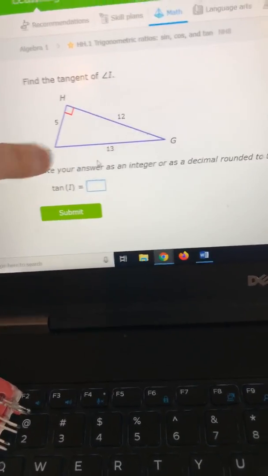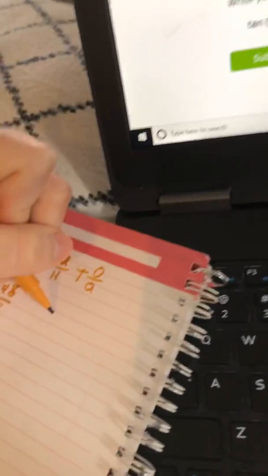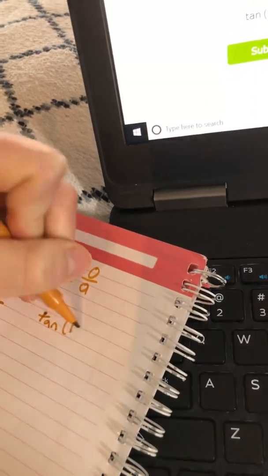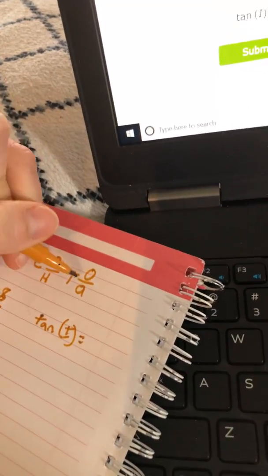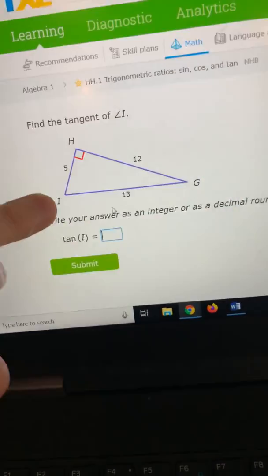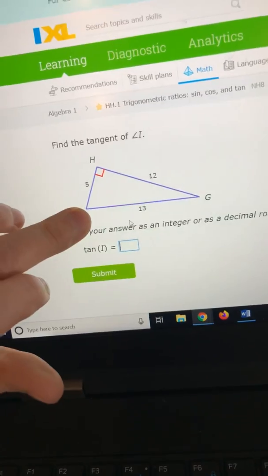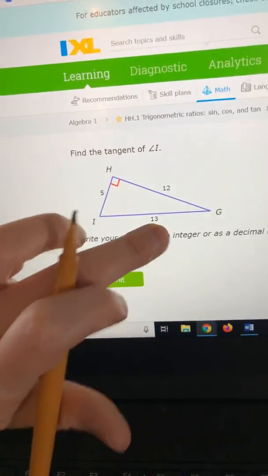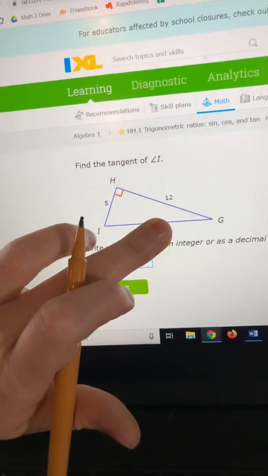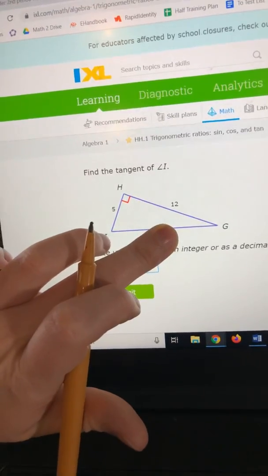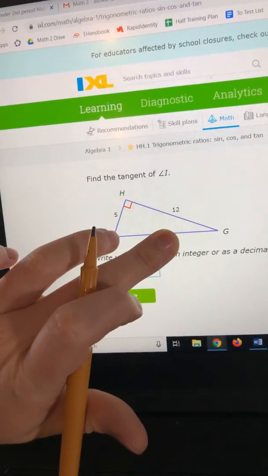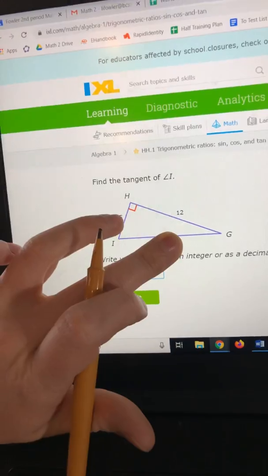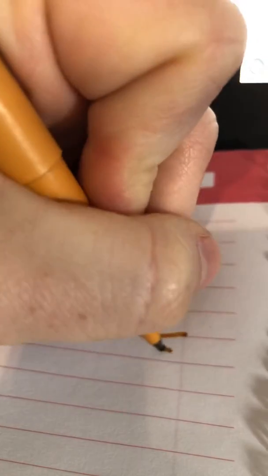All right, so the next one, we're gonna find tangent of angle I. So I'm gonna go to I, and on my paper I'll write tan of I. So tangent is opposite over adjacent. So the adjacent I'm going to find first. Well, actually I'm going to look at the hypotenuse. 13's hypotenuse, we will not use that. So I'm going to cover it up. So adjacent is the one touching our angle I. That's not the hypotenuse, so it's 5. So I'm going to start with that. And I'll write my 5 on the bottom.